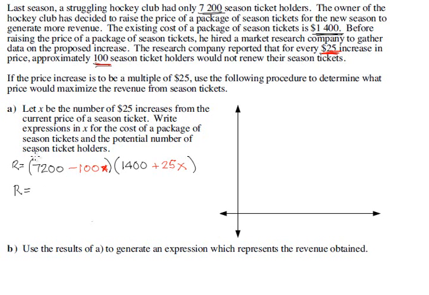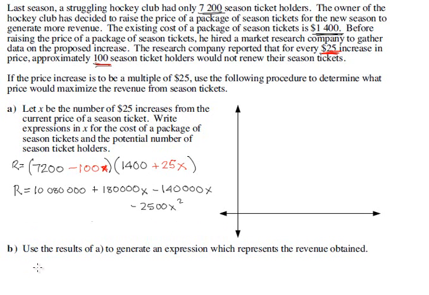We'll get 7,200 times 1,400, which is, what is that? 10,080,000. And then we'll get 7,200 times 25x, which is 180,000x. Then we have minus 100 times 1,400, which will be minus 140,000x. And then we have minus 100 times 25x, which makes minus 2,500x squared.